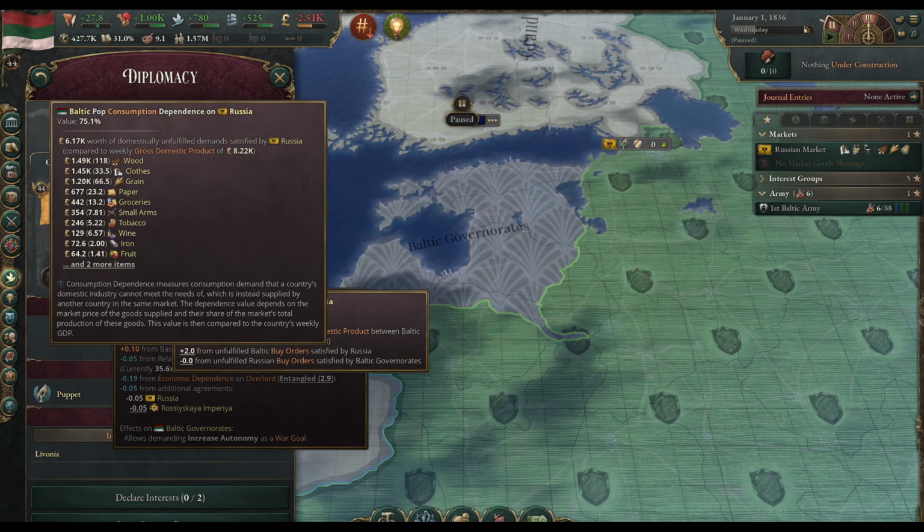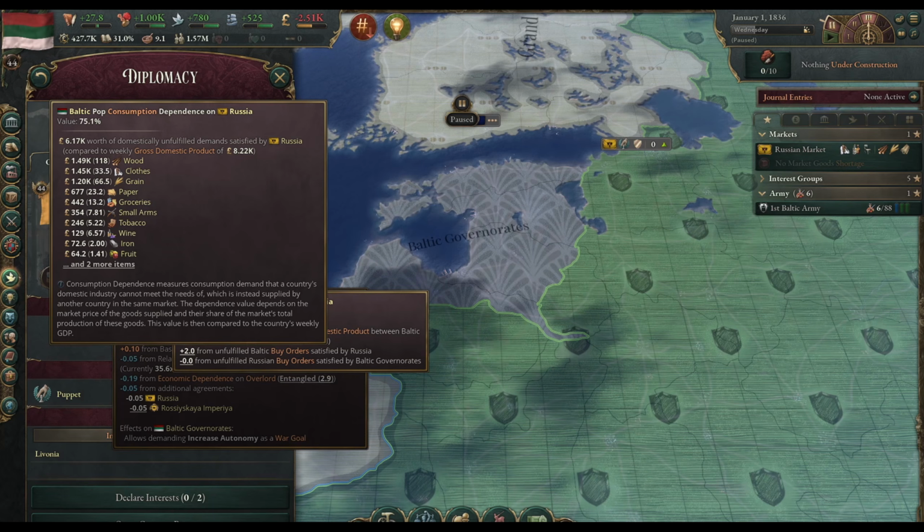It is also quite helpful when you plan to leave the market of your overlord, because now you can see which goods you use from your overlord and need to either trade for or produce them yourself.